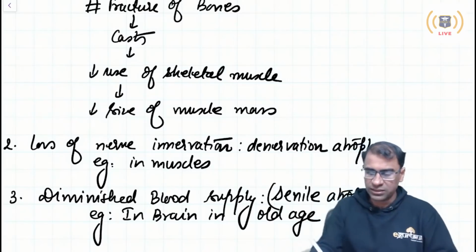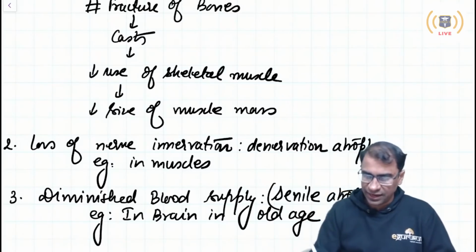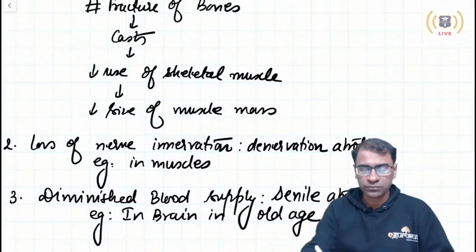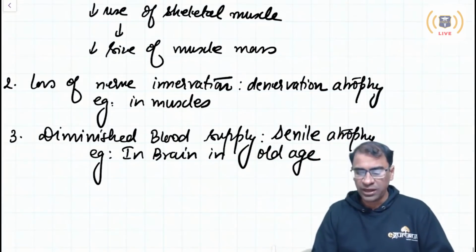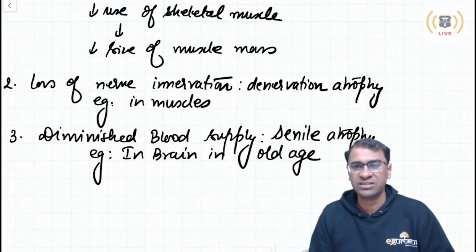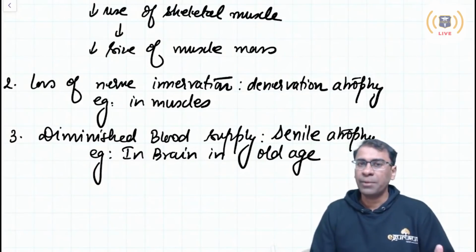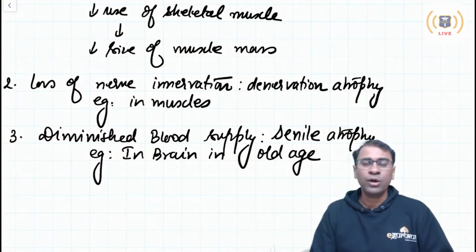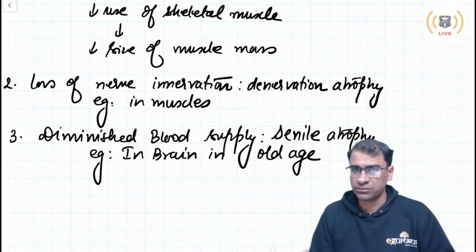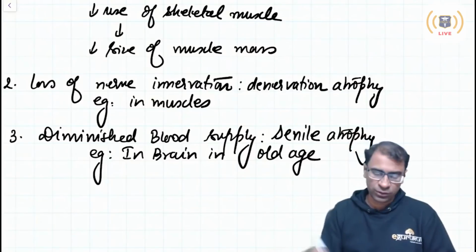It is referred to as senile atrophy, which affects the brain. But it may also occur in the heart. Why? Because of atherosclerosis.